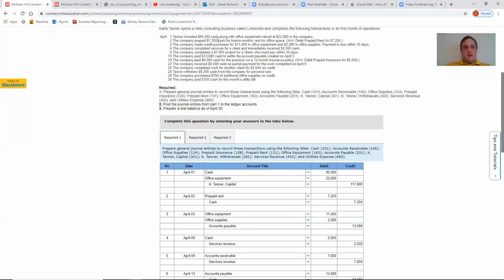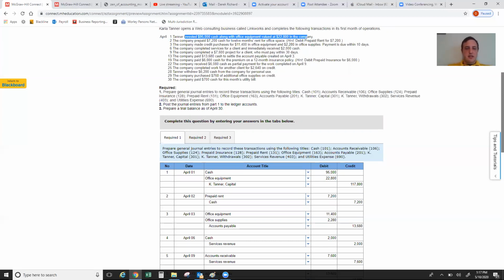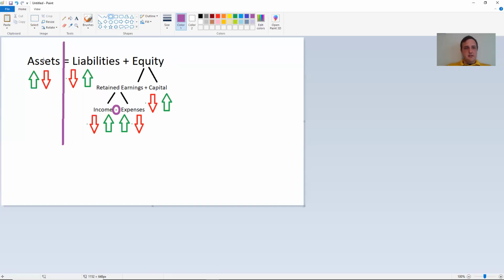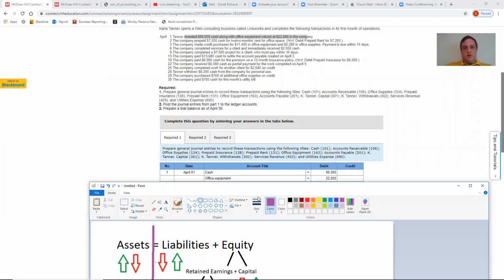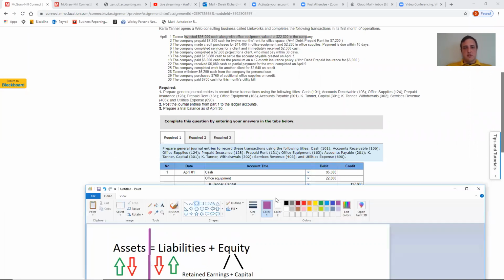All right. So Tanner invested $95,000 cash along with office equipment valued for the company. So our cash is an asset that's going up, so we're going to have to debit that. We're also receiving equipment. Equipment is an asset, it's going up, we're going to debit that. And in return, Tanner's not giving this for nothing. He's now going to be part owner of the company. And with that, we call that capital, and his capital is increasing. So we're going to credit that.